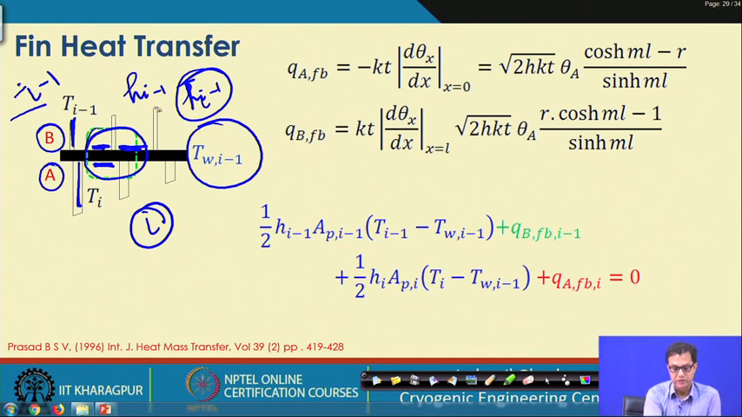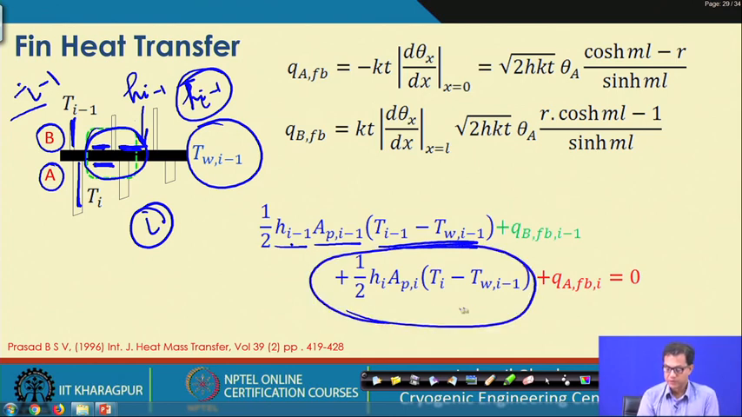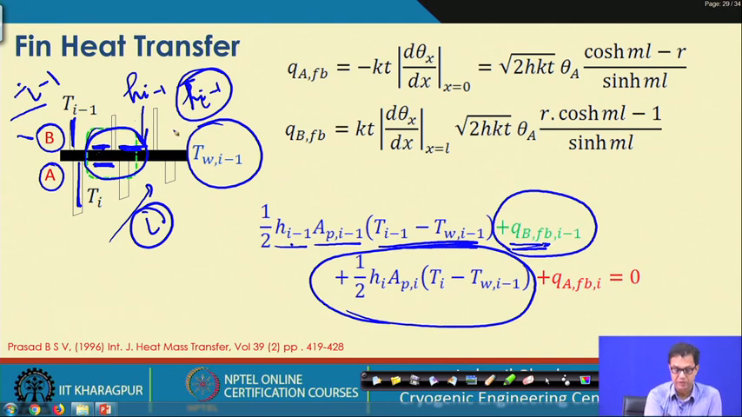So, we have the heat transfer between the primary surface area on the i minus 1th side, the heat transfer surface area and heat transfer coefficient, the temperature difference between the fluid and the wall, and then the primary heat transfer contribution on the wall side. Then we have the contribution from the B side fin and the heat transfer from the fin base of the i minus 1th side fluid, and then we have the heat transfer QA for the A side and the fin base on the ith side fluid. So, that is equal to 0.